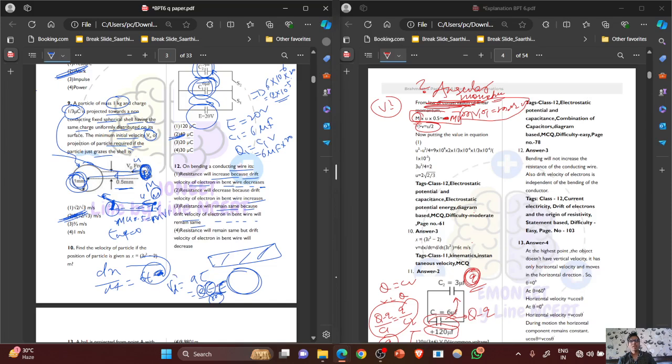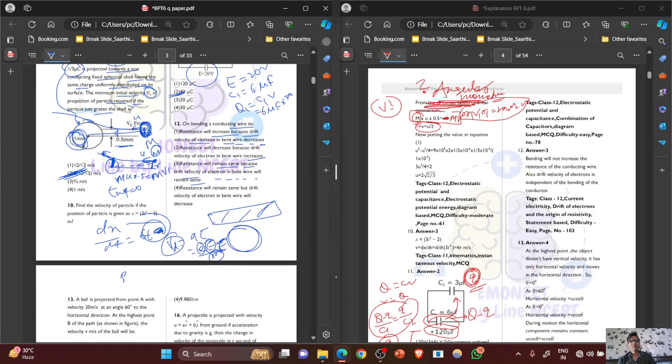Now we need to understand resistance. Resistance R equals V by I, and V, the potential, equals E into L. Now understand it: I equals n e A Vd. So from here we put in Vd. Resistance is independent of these things now. Resistance depends on the length of the wire and the material of it. Once you put it here, you get the result. So resistance will be independent of the drift velocity, so bending will not change it. The third option is the correct answer.